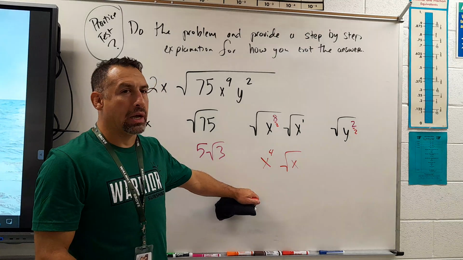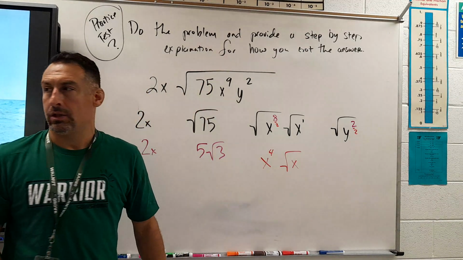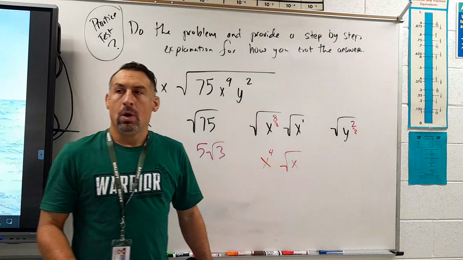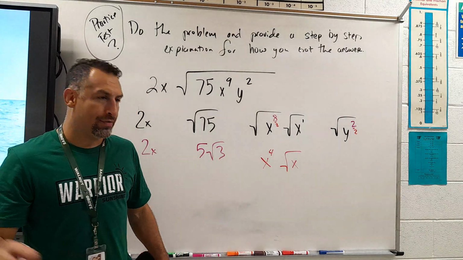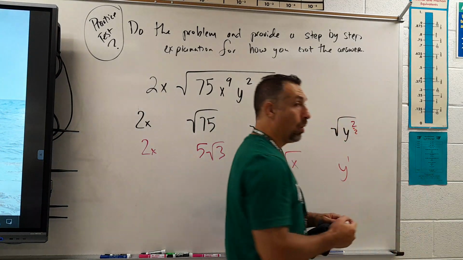All last block, I was watching kids try to put a square root over something they had already taken the square root of. When you're taking the square root of a letter to a power, once you half that exponent, you have done that. It's done. This one is just y to the 1, or y.